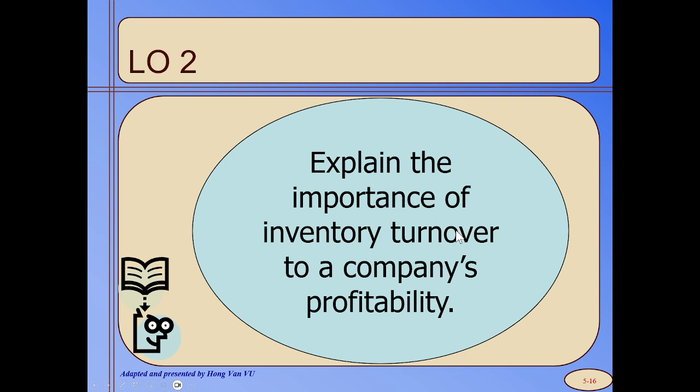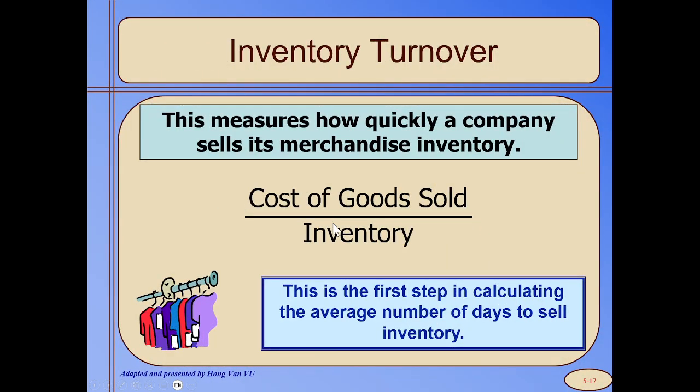Now we come to the second part. We will learn the importance of inventory turnover to a company's profitability. The inventory turnover ratio measures how quickly a company sells its merchandise inventory. It is calculated as the cost of goods sold divided by inventory. This is the first step in calculating the average number of days to sell inventory.